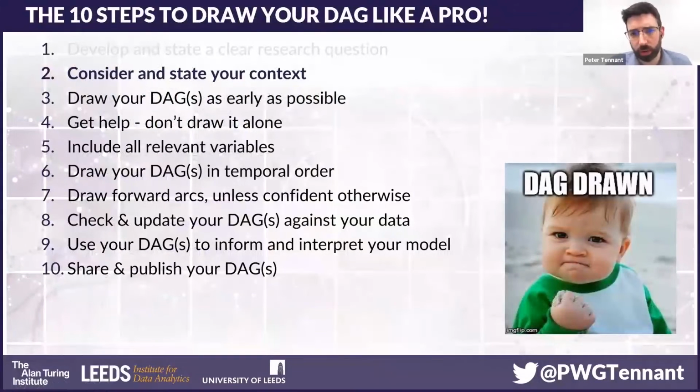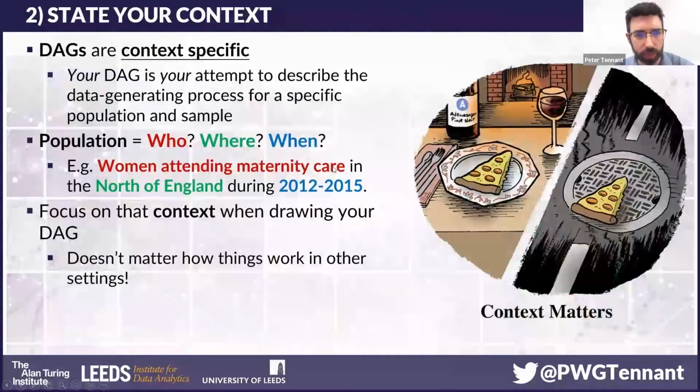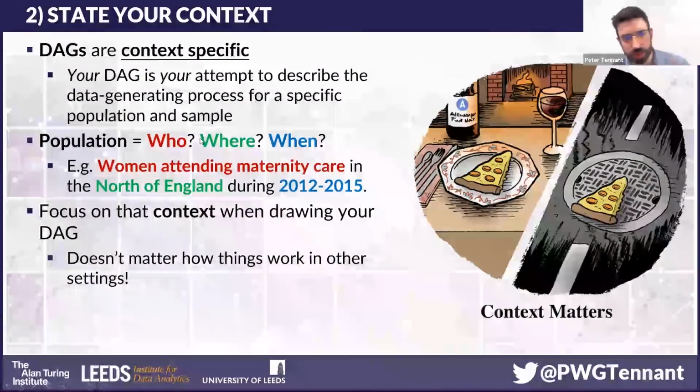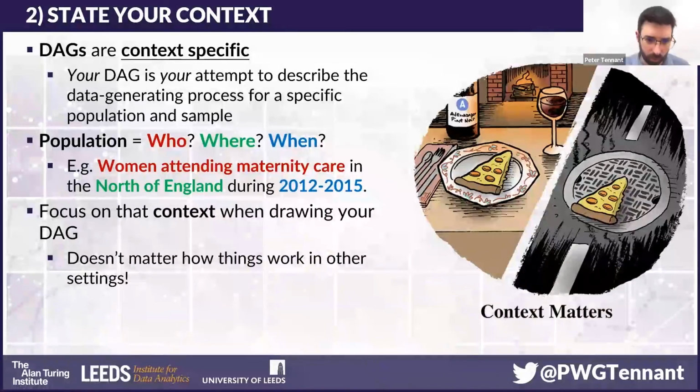Once you've done that, the aim is to go away and think about your context in great detail. So DAGs, directed acyclic graphs, are context specific. When you're drawing a DAG, you are trying to describe the data generating process within a particular population at a particular moment in time. What is a population? It's the who, the where, the when. For example, women attending maternity care in the north of England during 2012 to 2015.